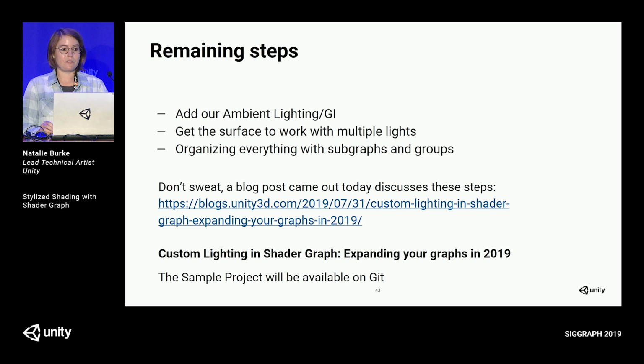Now, don't sweat if you don't even know how to get started with that, because literally this morning a blog post came out that covers all those items. So look up custom lighting and shader graph, expanding your graphs in 2019, check out the Unity blog. It's updated today. There's a sample project with that blog post, different from this, that's available for download. And then at the end of this presentation, I'll show you where you can download the comic book shader too.